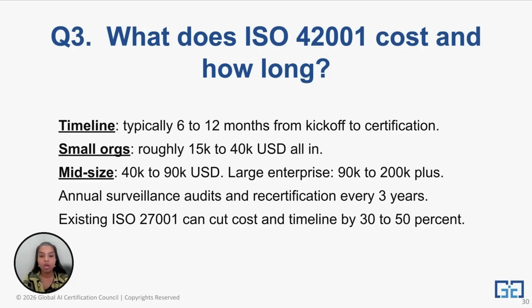Question number 3, what does ISO 42001 cost and how long does it take? As I said before, NIST you can do internally in your organization and there is no cost. But ISO 42001 takes anywhere from 6 to 12 months from kickoff to certification. A small organization would usually pay anywhere from 15 to 40,000 USD all in, including implementation, auditing, and certification. A mid-size organization will pay 40 to 90K, and large enterprises may pay 90 to 200K, even more than that. And not only that, there are annual surveillance audits, and recertification is needed every 3 years.